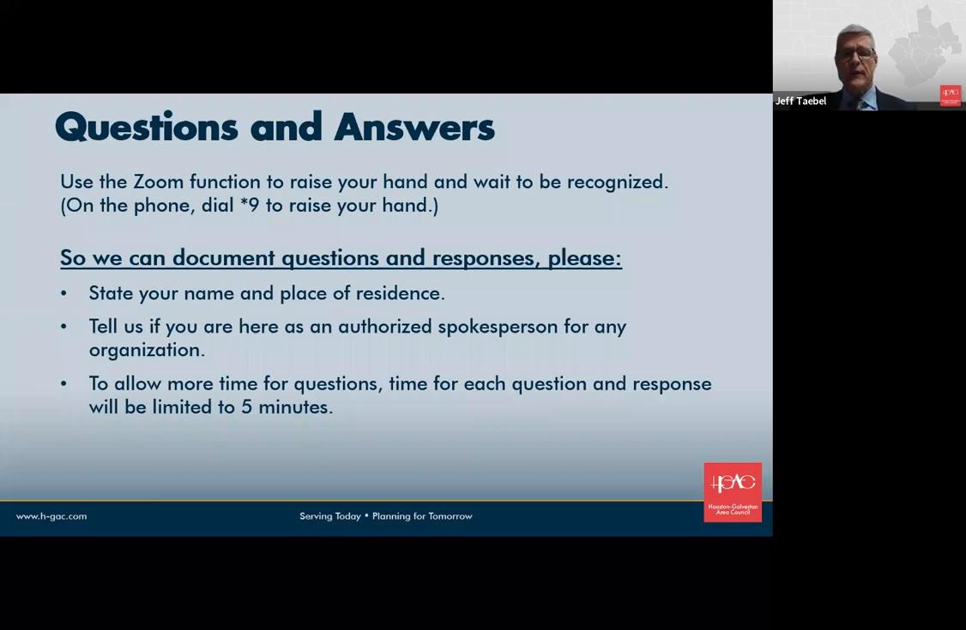So now we will move into our question and answer session. And again, I want to make clear that this is a time for us to answer your questions. If you're on Zoom, you can raise your hand using the hand raise function and we'll call on you. If you're on your phone, you can dial *9 to raise your hand. And just so we know where you're coming from, we ask that you state your name and place of residence, and that you tell us if you are here as an authorized spokesperson for any organization, to make sure that we have enough time to get all of our questions answered.